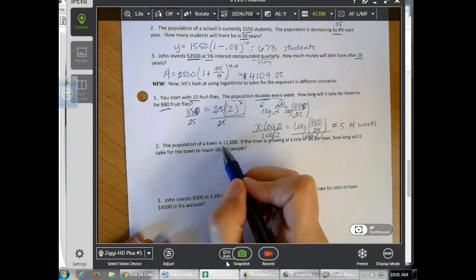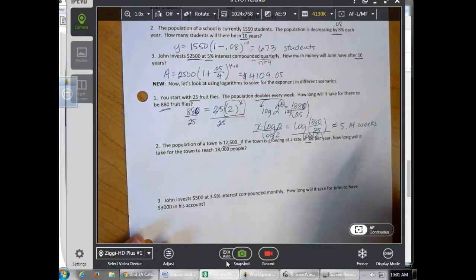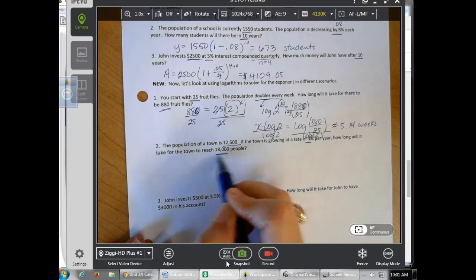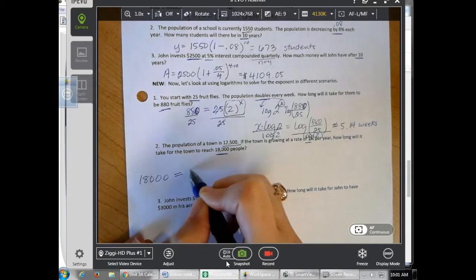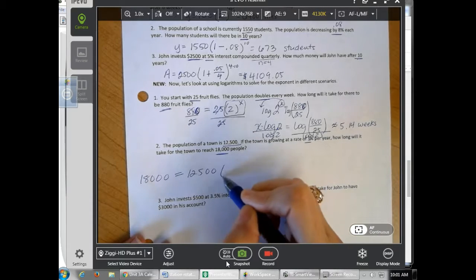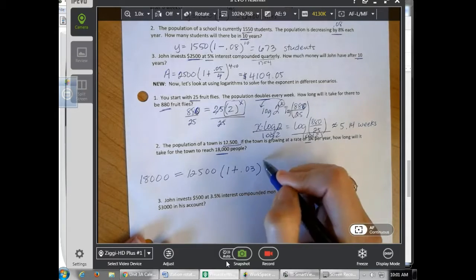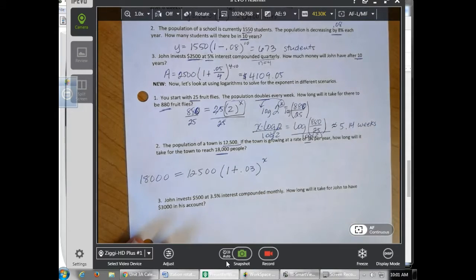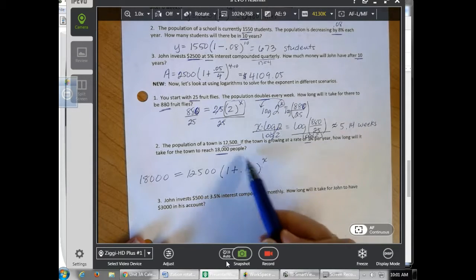The population of a town is 12,500. If the town is growing at a rate of 3% per year, how long will it take for the town to reach 18,000? So I'm going to end up with 18,000 people, starting with 12,500. And it's growing, meaning I need 1 plus my rate. And then how long? So again, I'm solving for that x. So again, I have to isolate my power. This is my power right here.